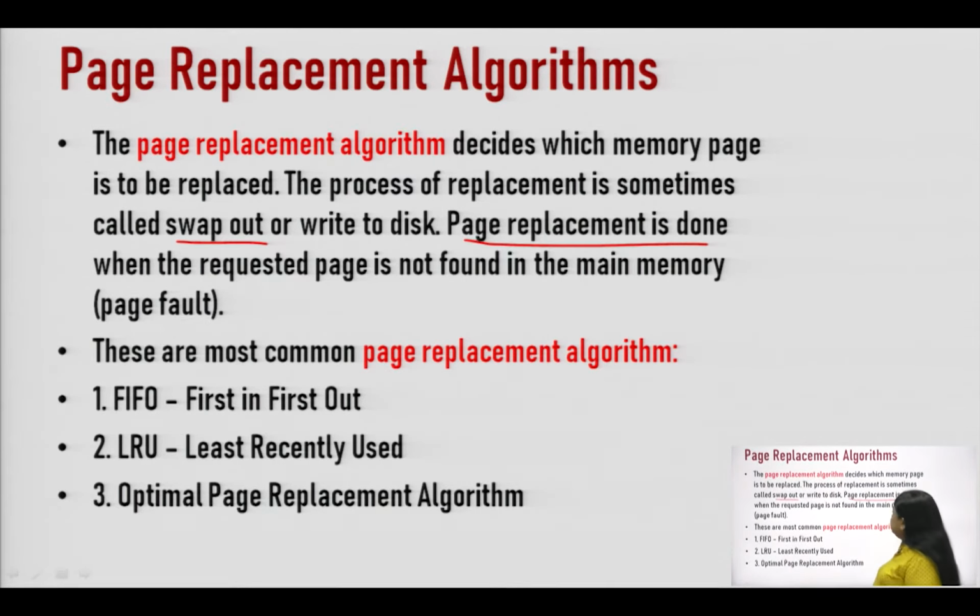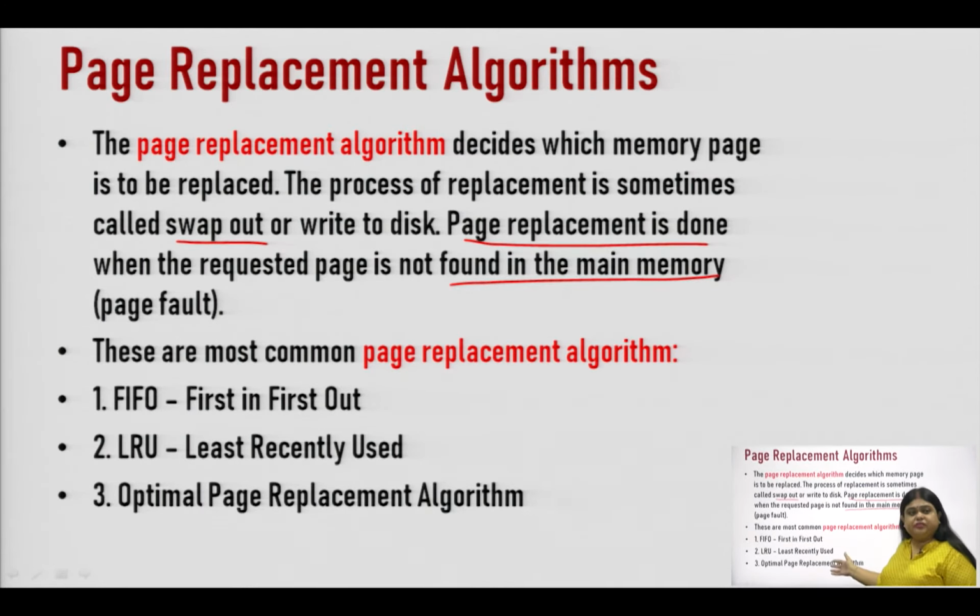Page replacement is done when the requested page is not found in the main memory. So when do we go for page replacement? Obviously page replacement is done when that particular page which the process is requesting is not available in the main memory, right.